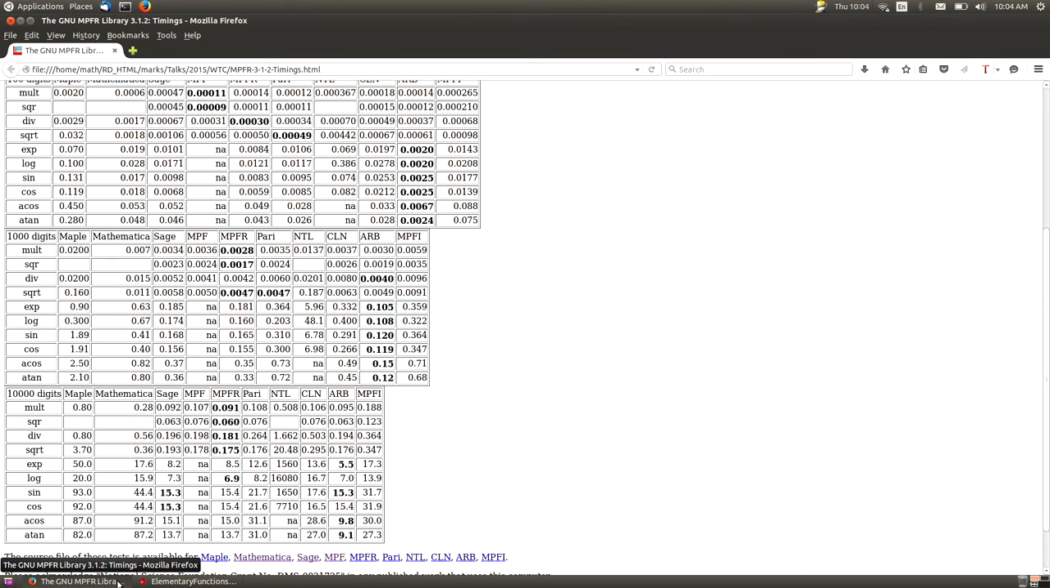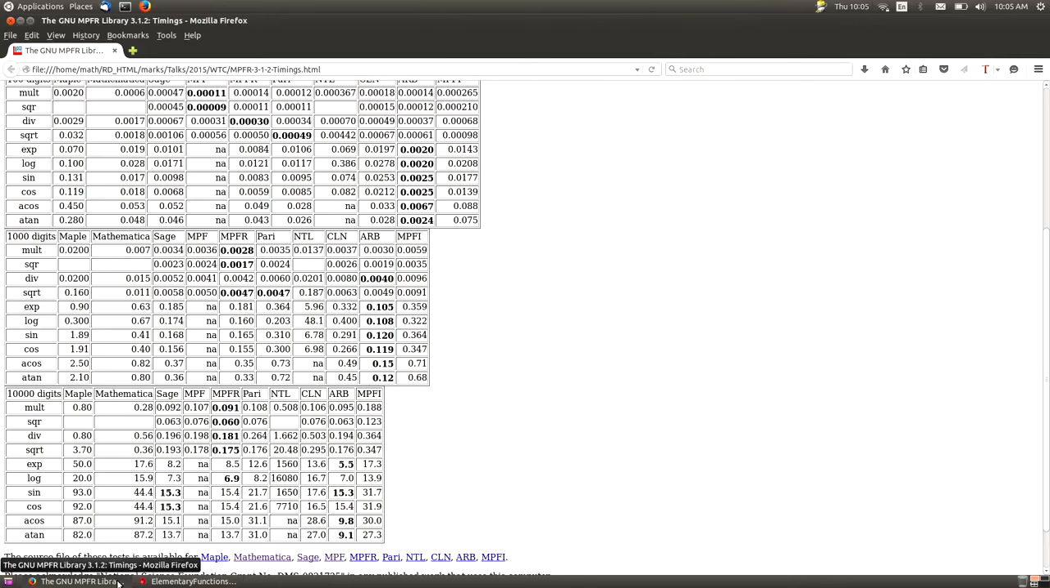This is by a team that develops the MPFR package. So basically, they've taken a bunch of different packages. Don't worry too much about the timing for Mathematica here, because this is Mathematica version 6, which is from July 2007. Actually, Mathematica is comparable to the best of these systems here, MPFR.